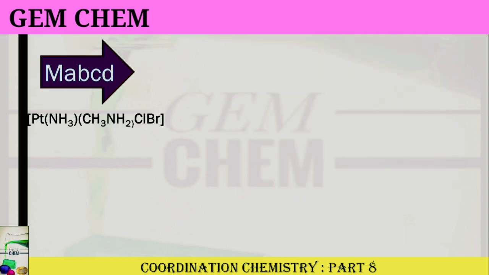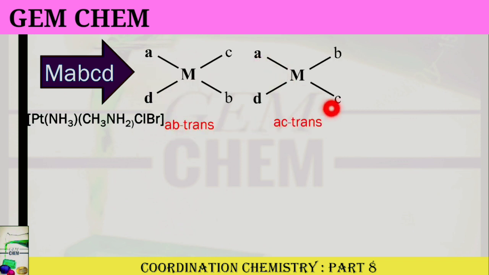So see here, you have an example like this where you have ammonia ligand, CH3NH2 ligand and chloride and bromide. So in the first, AB are trans to each other, next one is AC is trans to each other, and the last one is AD is trans to each other.